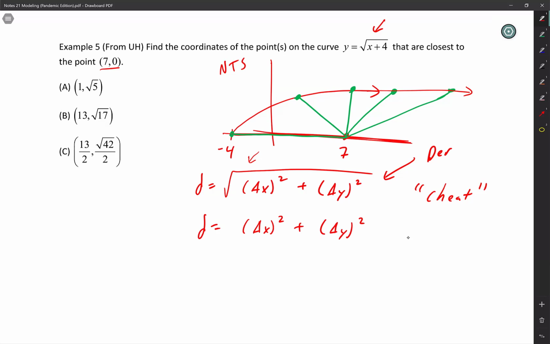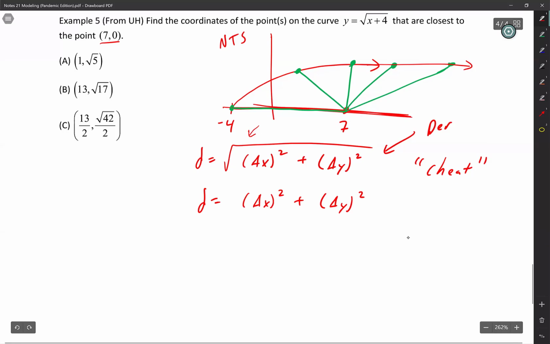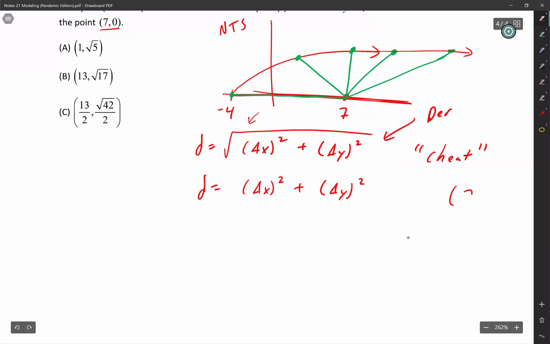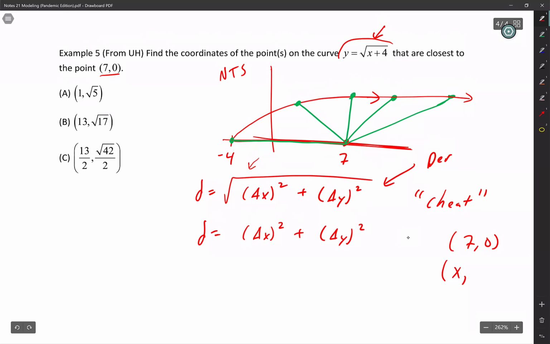Oh, you have to be on the curve. You know what I mean? You have to be on the curve. All right. So here's what I know, guys. I have a point. The point is (7, 0). And then the other point that we do not know, it has to be on the curve. So that means it's some x. And don't say y. What am I going to say? Square root of x plus 4. Because that's your y value.